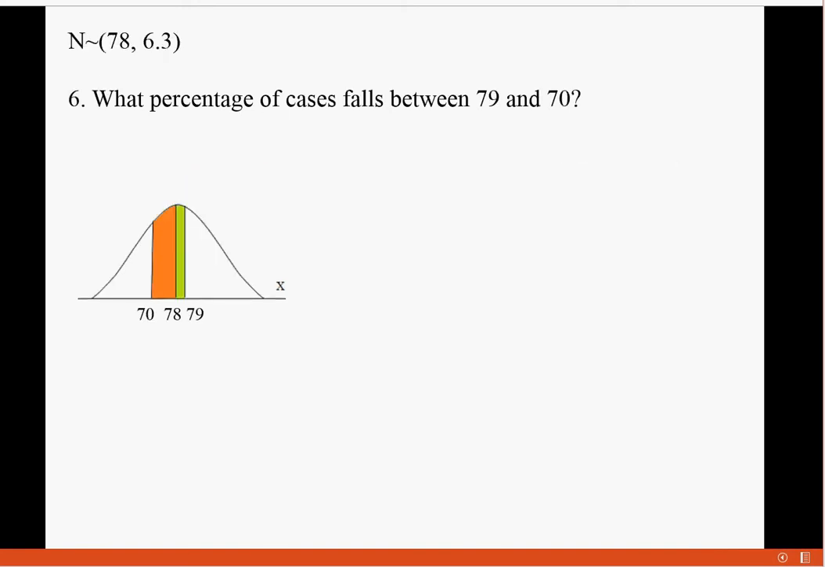Question number 6. What percentage of cases fall between 79 and 70? Now, in this chart, you can really get a sense of the two known values of variable x, 70 and 79. One is below the mean, the other is above the mean. Therefore, the size of the entire area is the combination of two slices. So we need to find out the size of the two slices separately and combine them. So we convert both 70 and 79 into z-scores and look up a normal table.